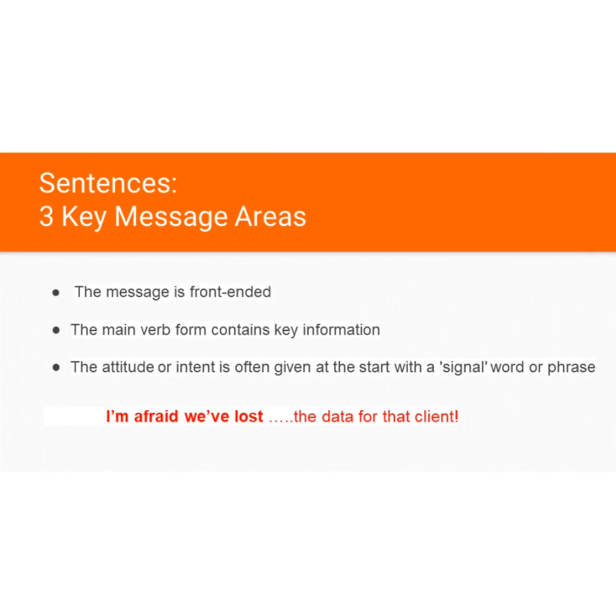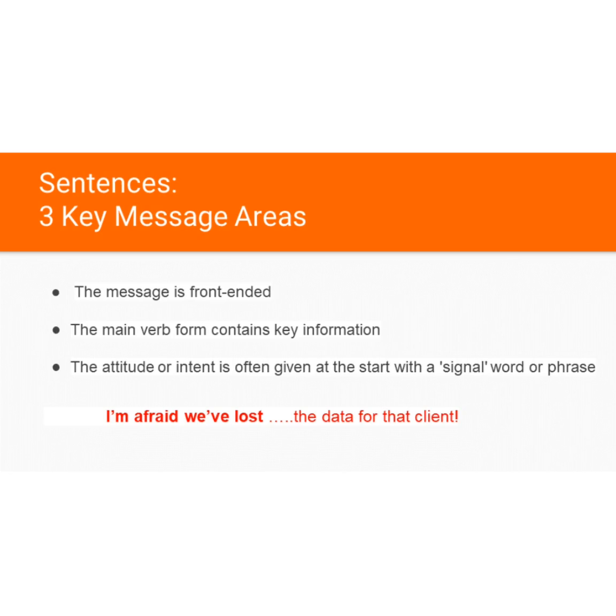First of all, I'm going to talk a little bit about how to construct a clear sentence in English. Now, there are three key points here. The first point, the message is front-ended. In other words, most of the information is in the first part of the sentence. You don't need to wait until the last word. This can be different in other languages, like in German, often the verb comes at the end of the sentence, so you have to wait until then for the full meaning.